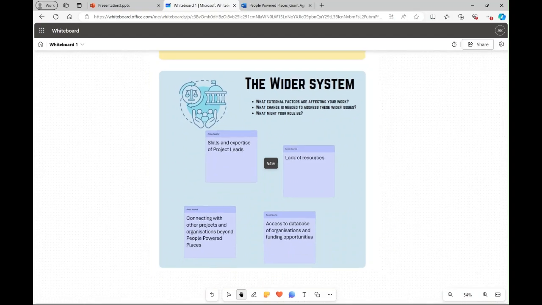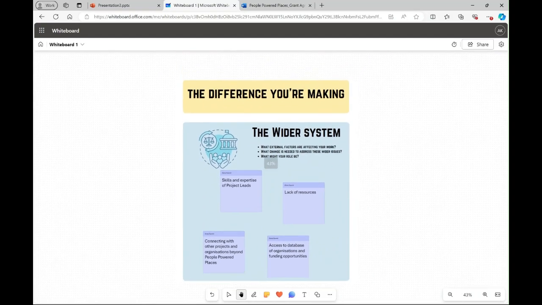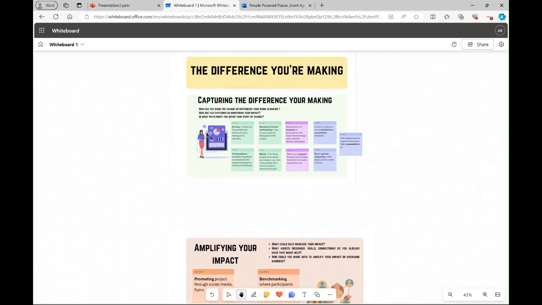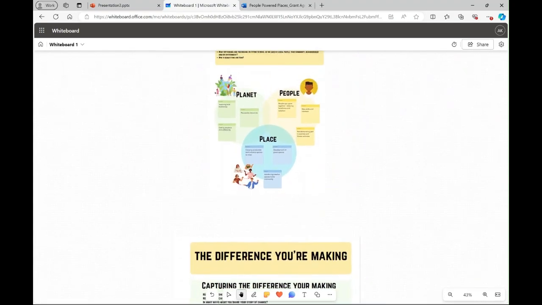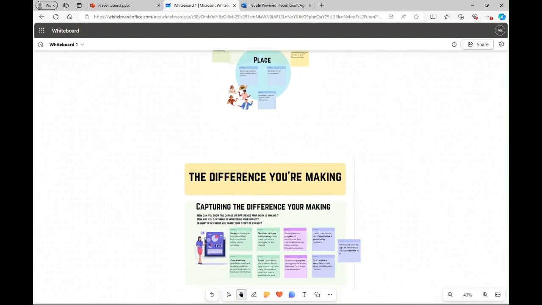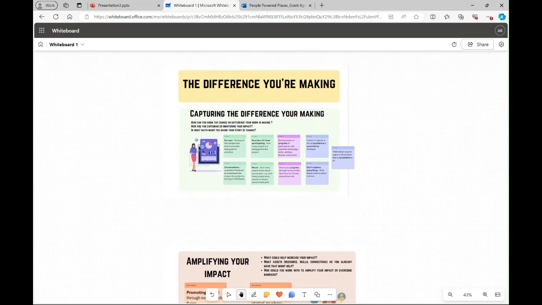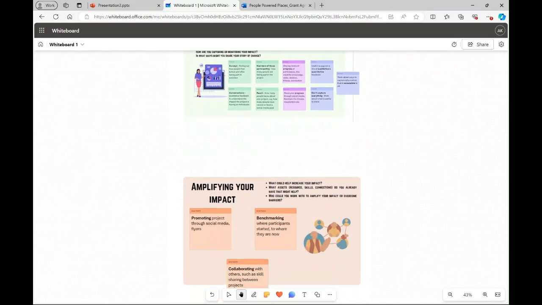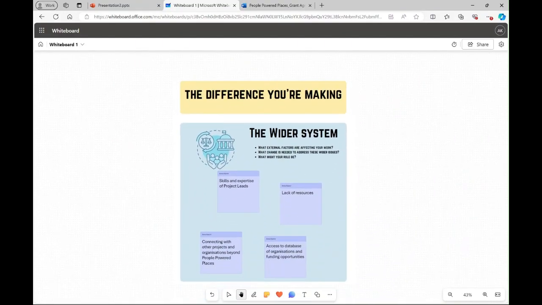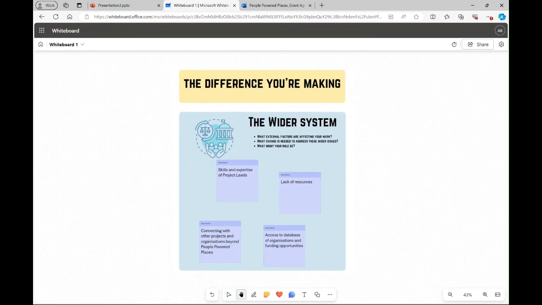So I really hope that this has helped you think about how you can demonstrate the impact of your project. So thinking about the difference you're making through the lenses of planet, people, and place, capturing the difference you're making, amplifying your impact, and thinking about the wider system.